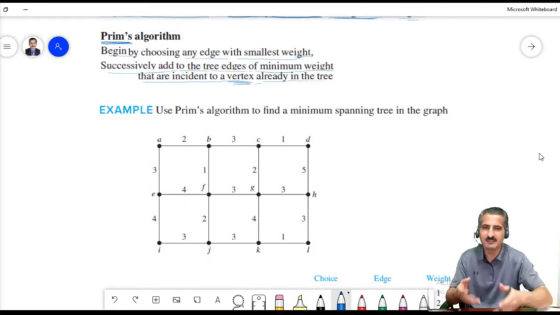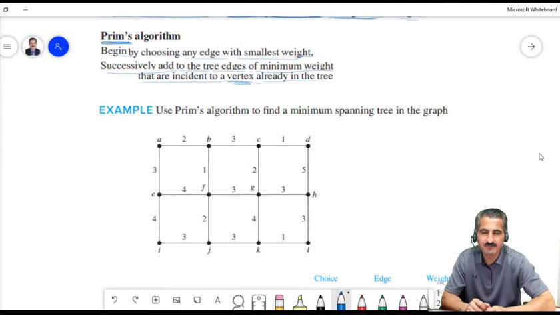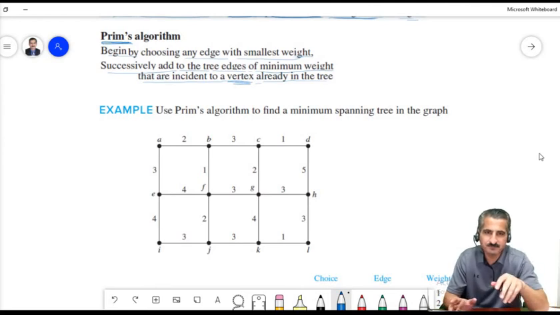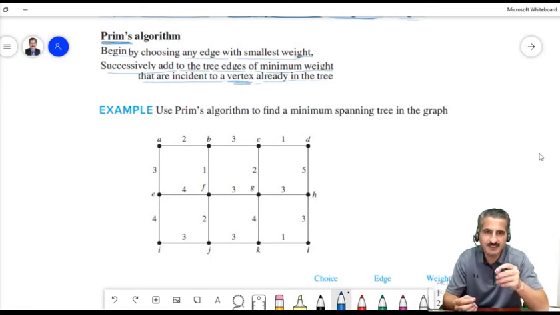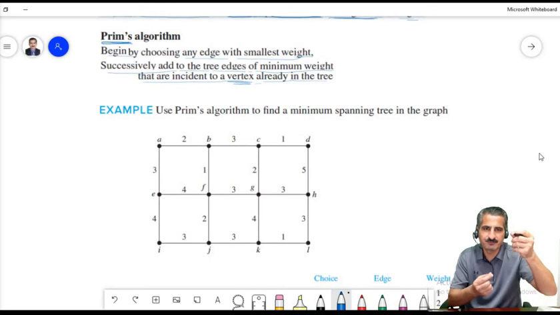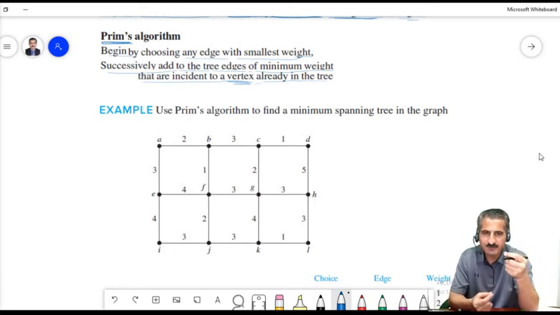So let me explain what that says. You have a graph. Go choose any edge with the smallest weight. Okay, so in the graph in there we have 1. And then once you choose that edge, it has 2 vertices at the end, right? So choose one of these vertices.